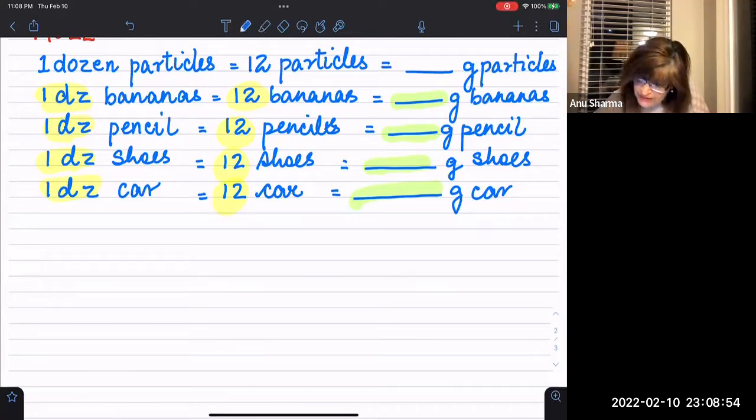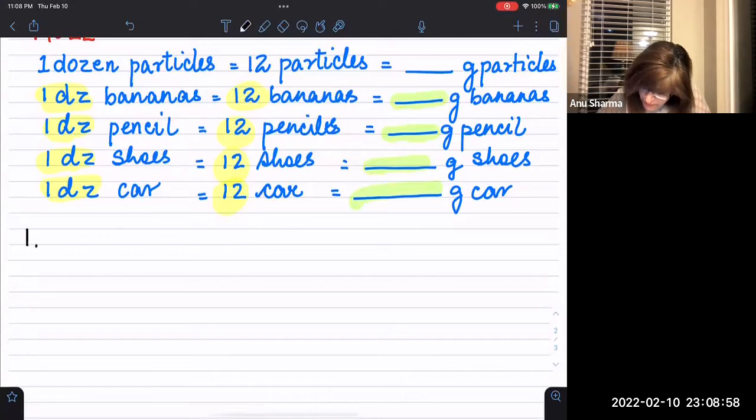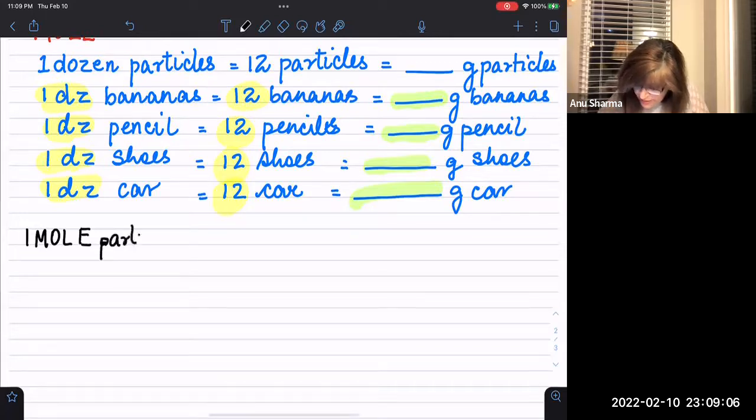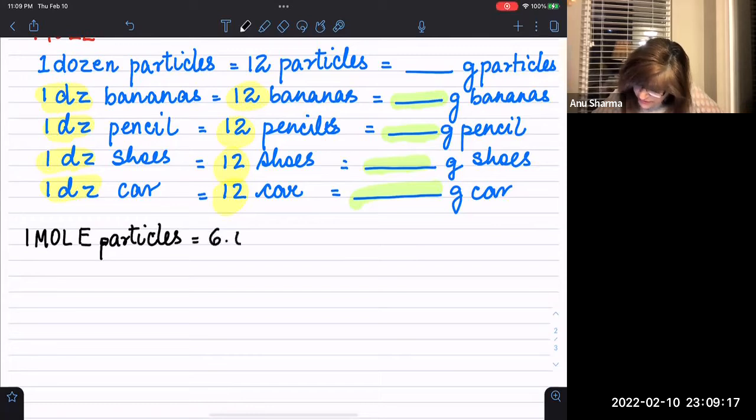Now the same concept applies to moles. 1 mole of something contains Avogadro's number of particles, and those particles could be anything, including ions, atoms, or molecules. So 1 mole of particles is 6.022 times 10 to the power 23 particles.